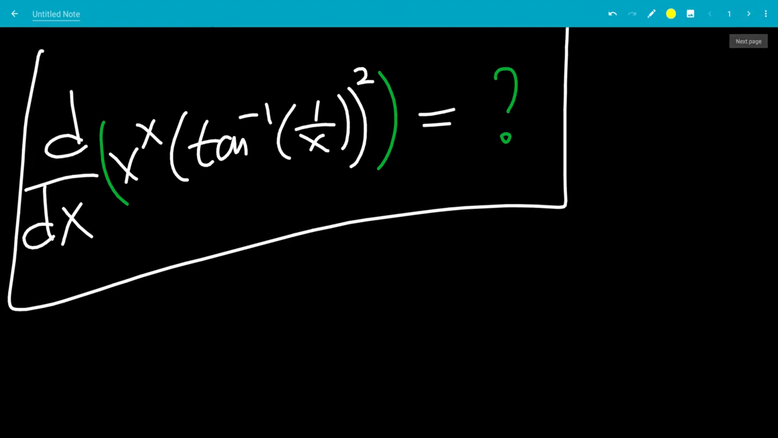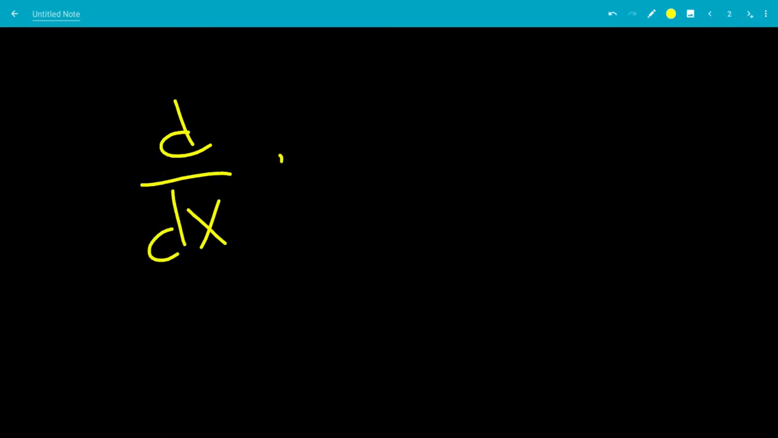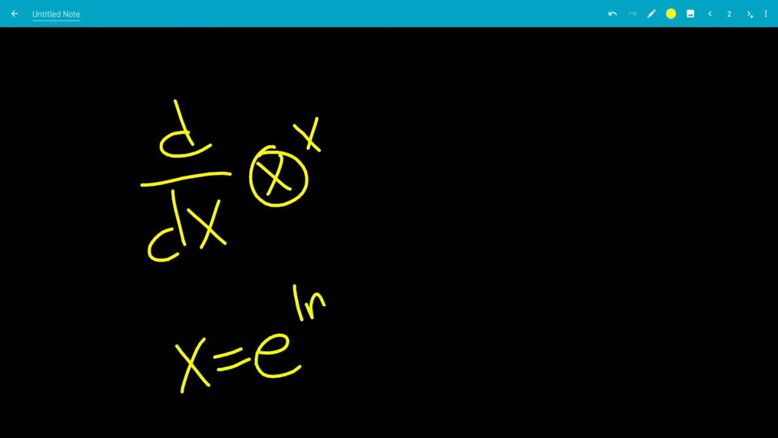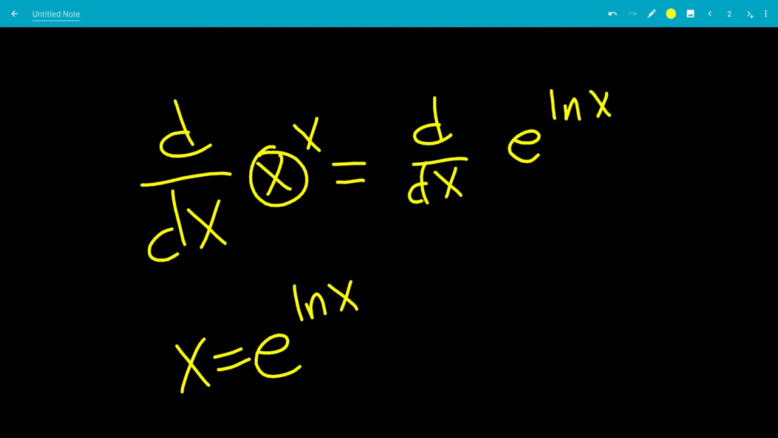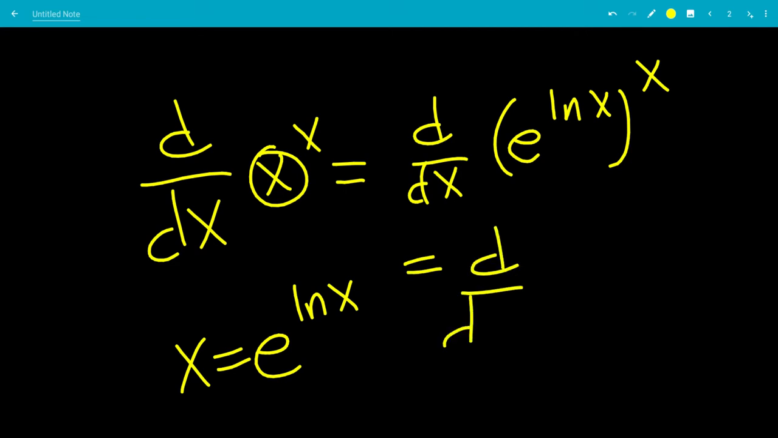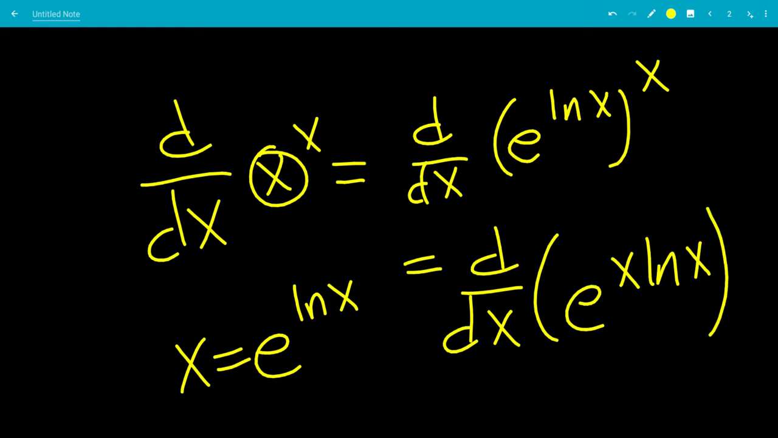Okay, so let's first do the derivative of x to the x. Now, how do we do this? So let's look at this x as x equals e to the ln of x, because you know e and ln will cancel, so this will be the derivative of e to the ln of x, all raised to the x power. So this would be the derivative of e to the x times ln x, because you multiply the powers in.